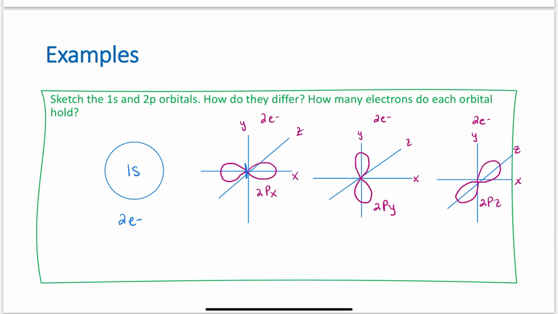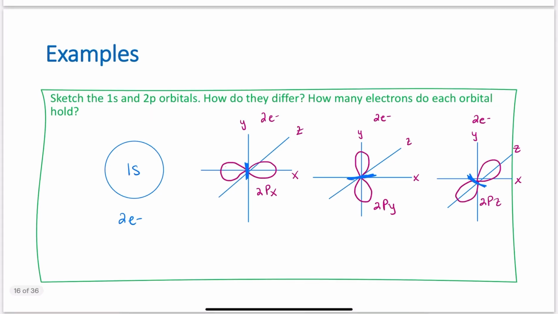The node in the center, this is called your node right here, is where your electrons are not allowed to reside. There's no electron density there. They can exist in the lobes. And your lobes, one would be positively charged, one would be negative. They just have opposite sign to each other. So we can differentiate by shading in one side or calling one positive, one negative.